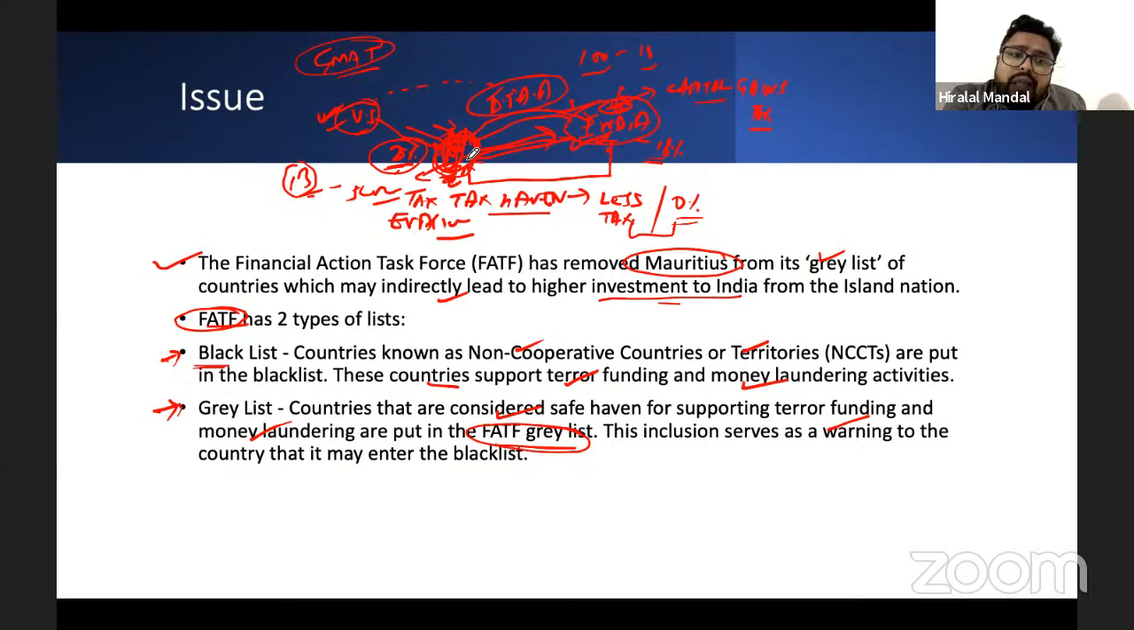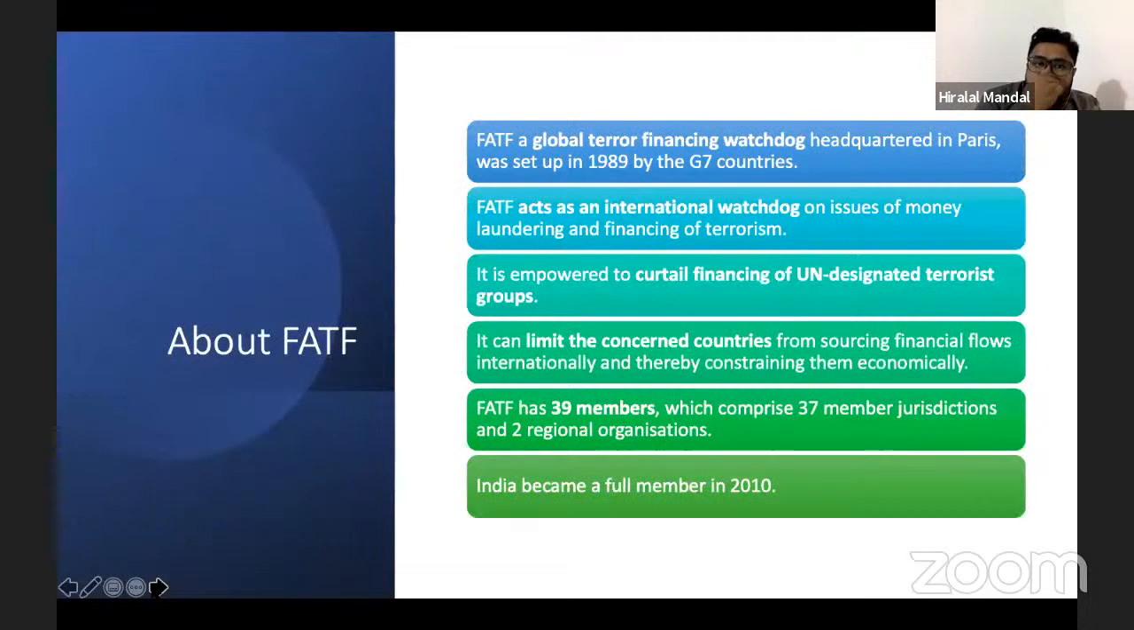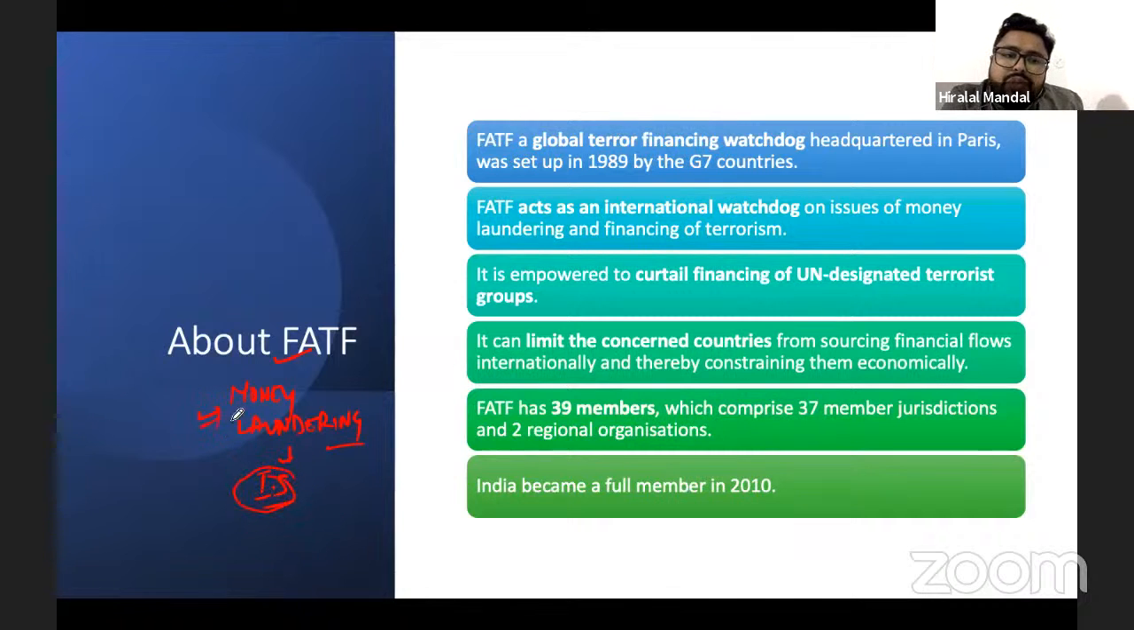This is the reason why Mauritius was put under the gray list, but now it has been removed from the gray list. It means it is safe to make investment from Mauritius into other countries. Now, what will happen as a result? First of all, let me explain to you about the Financial Action Task Force, because this is an important organization, and money laundering is a topic mentioned in your syllabus as part of internal security. Of course, it is important from the economic perspective as well. So you need to understand FATF, because it is engaged in controlling money laundering across borders.